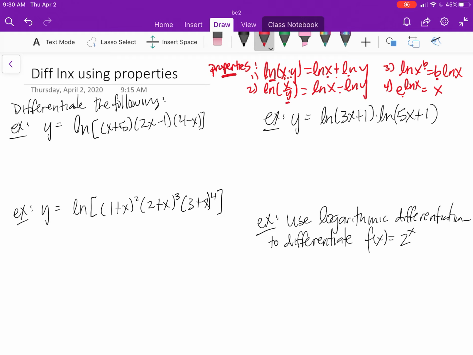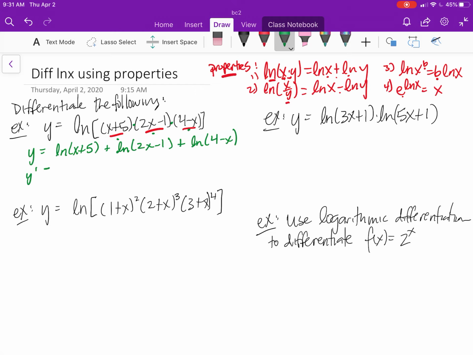All right. So using this first property in this first example, I have natural log of this multiplied by this multiplied by this. Even though I just did x times y for the property and changed it to an addition, it works no matter how many things are in here, if it is all multiplied, which it is. I can rewrite this then as y equals ln x plus 5 plus ln 2x minus 1 plus ln 4 minus x. Now when I do the derivative, I have three natural log functions.